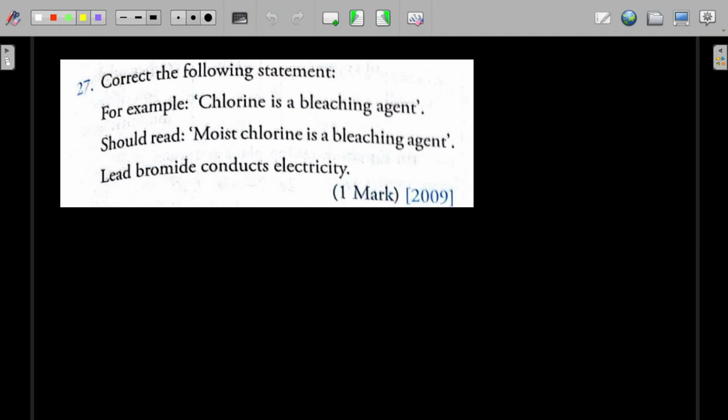Correct the following statement. For example, chlorine is a bleaching agent, so you have to add the word moist. Chlorine is a bleaching agent. Lead bromide conducts electricity. So what do we have to add here?